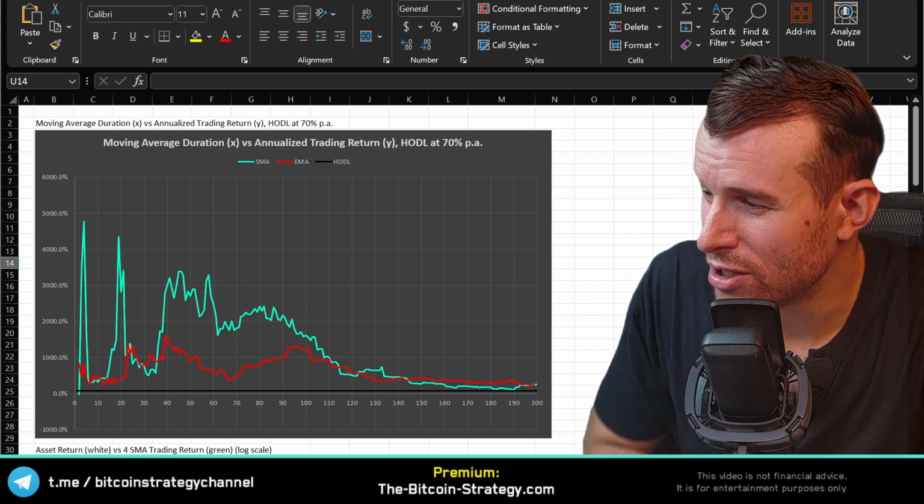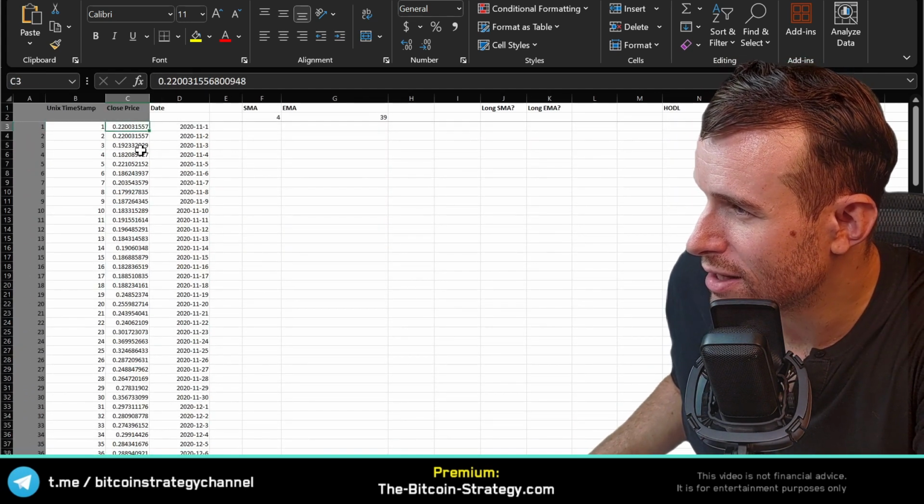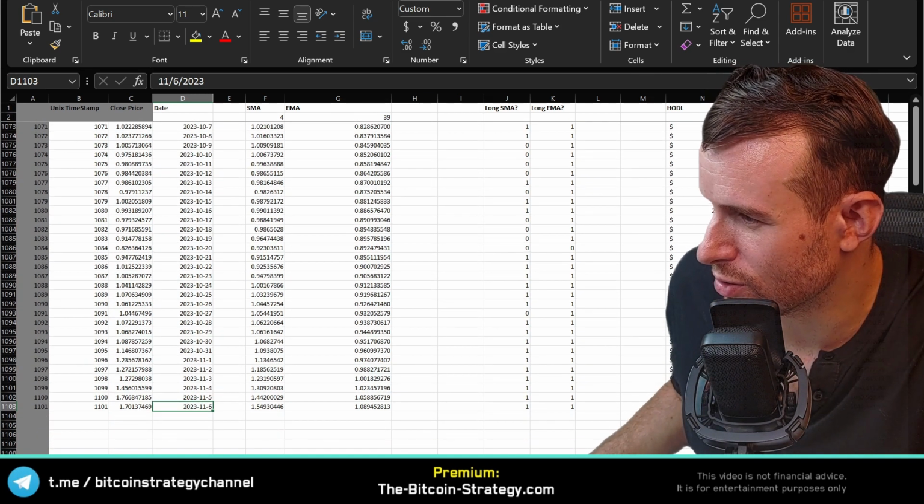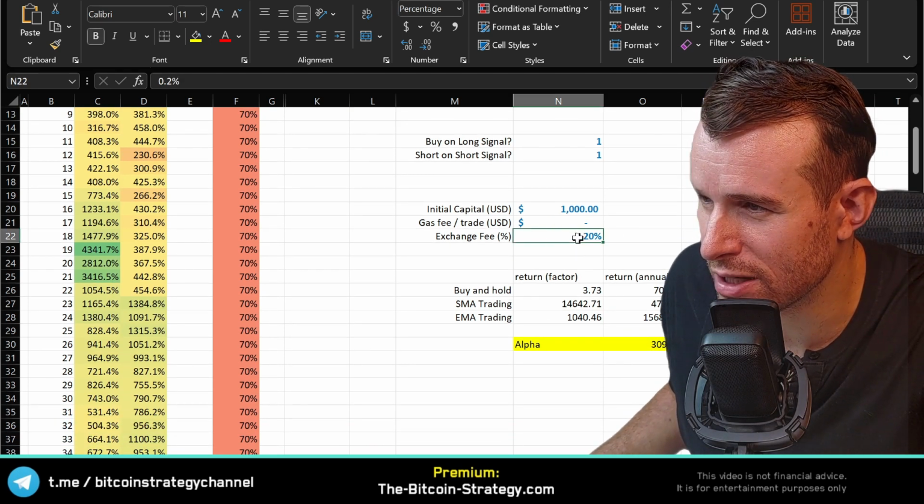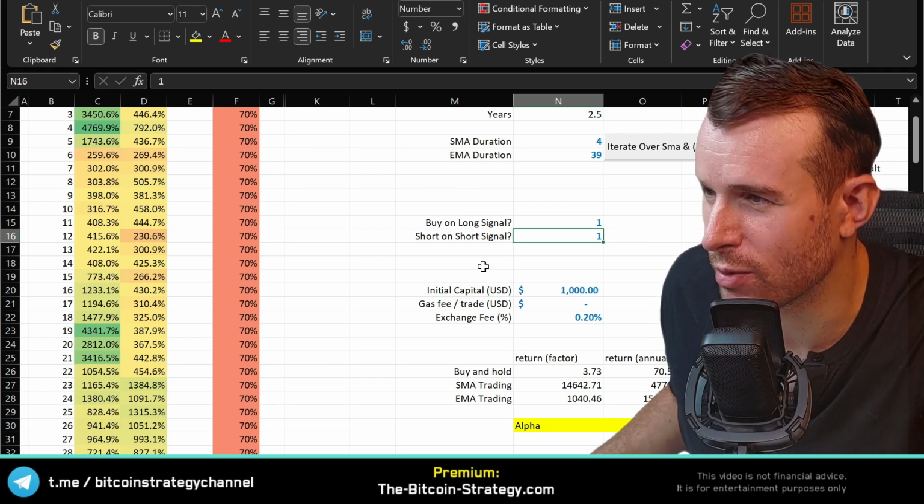Now let me show you a few more details around the backtest before we dive into pointing this on the chart. The data starts in November of 2020 all the way to today. Here are the results in numerical form. We've got 0.2% trading fees. And of course we buy whenever we are above, but we also short whenever we are below.